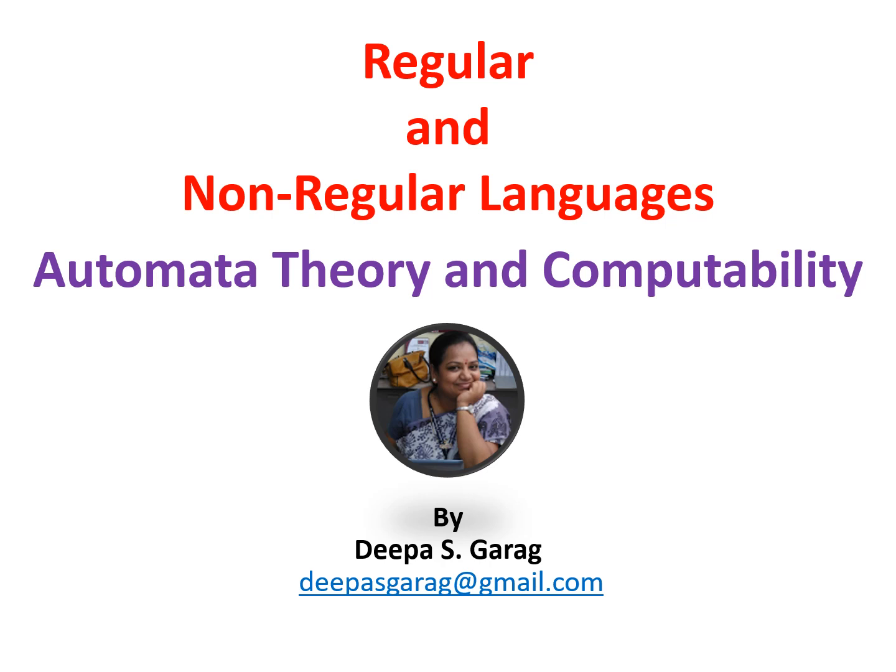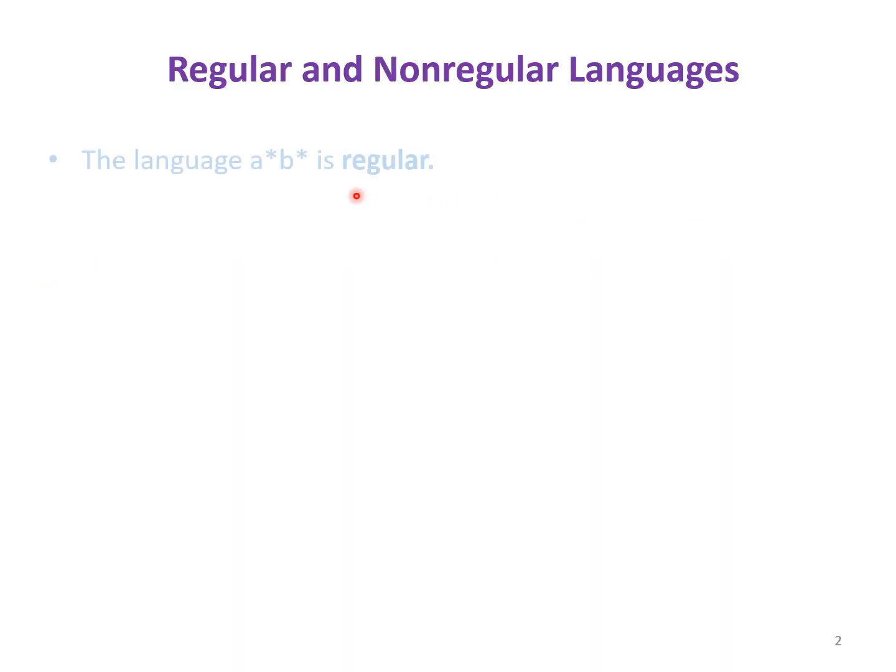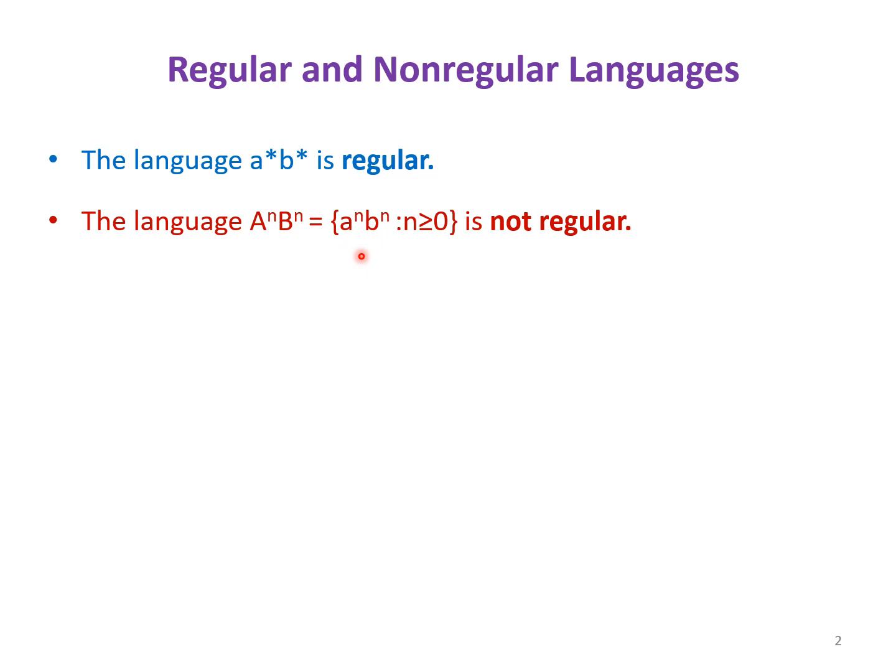Hi friends, today we'll discuss regular and non-regular languages. The language a* b* is regular, whereas the language a^n b^n, where n is greater than or equal to 0, is not regular.